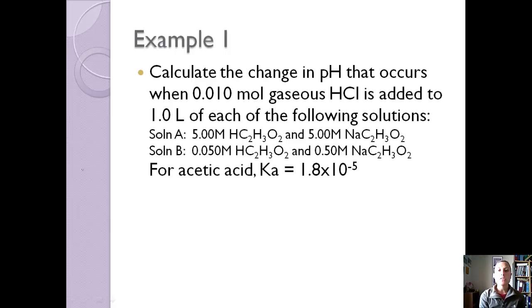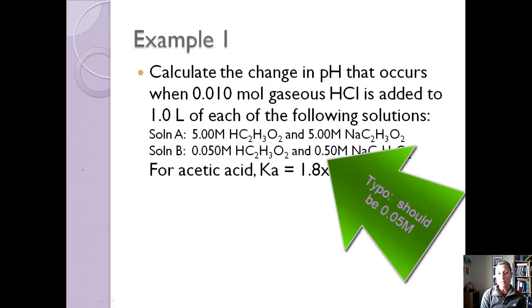Okay, so we want to calculate the change in pH that occurs when 0.01 moles of gaseous HCl is added to 1 liter of each of the following solutions. So we've got two different solutions with very different concentrations that we're going to look at. And we also have the Ka value.